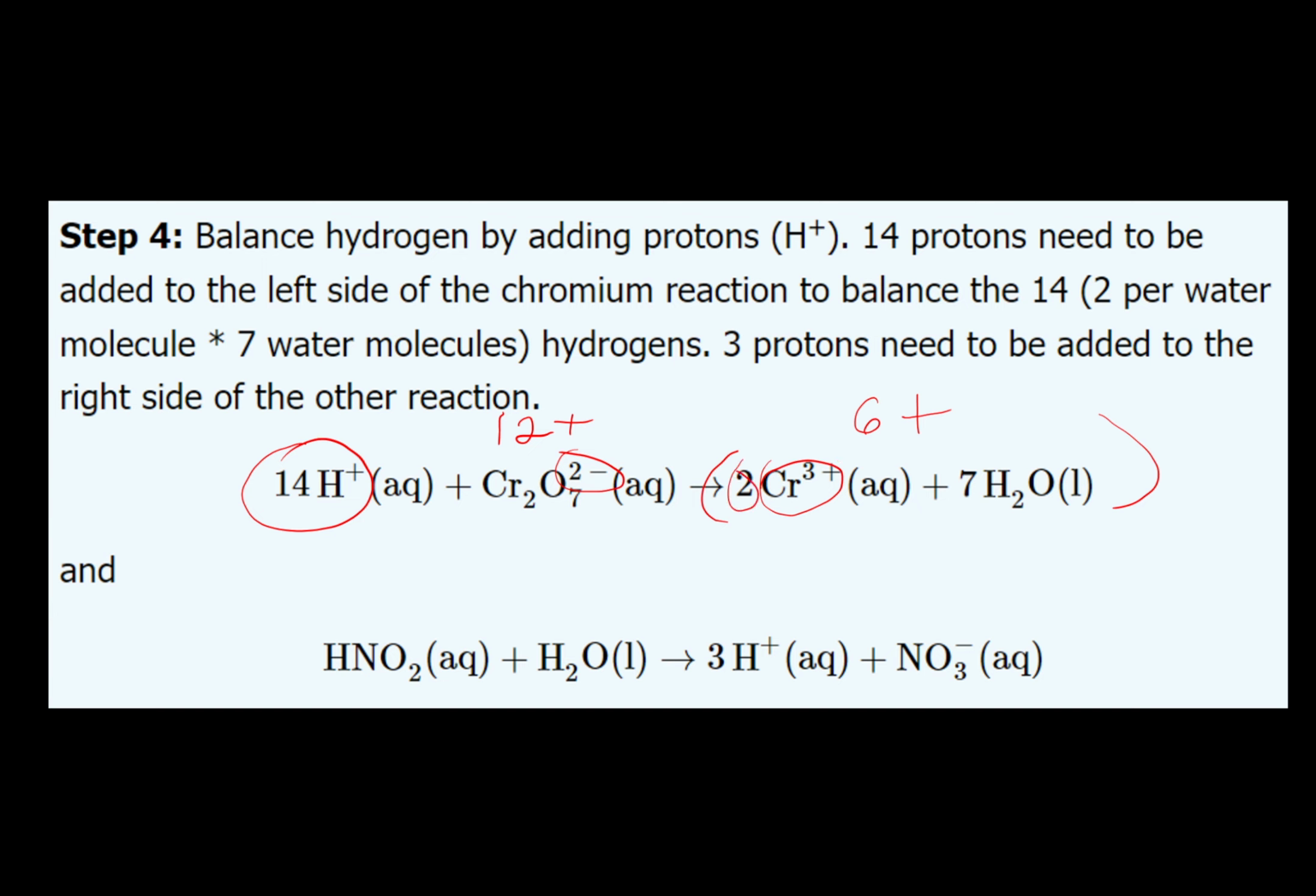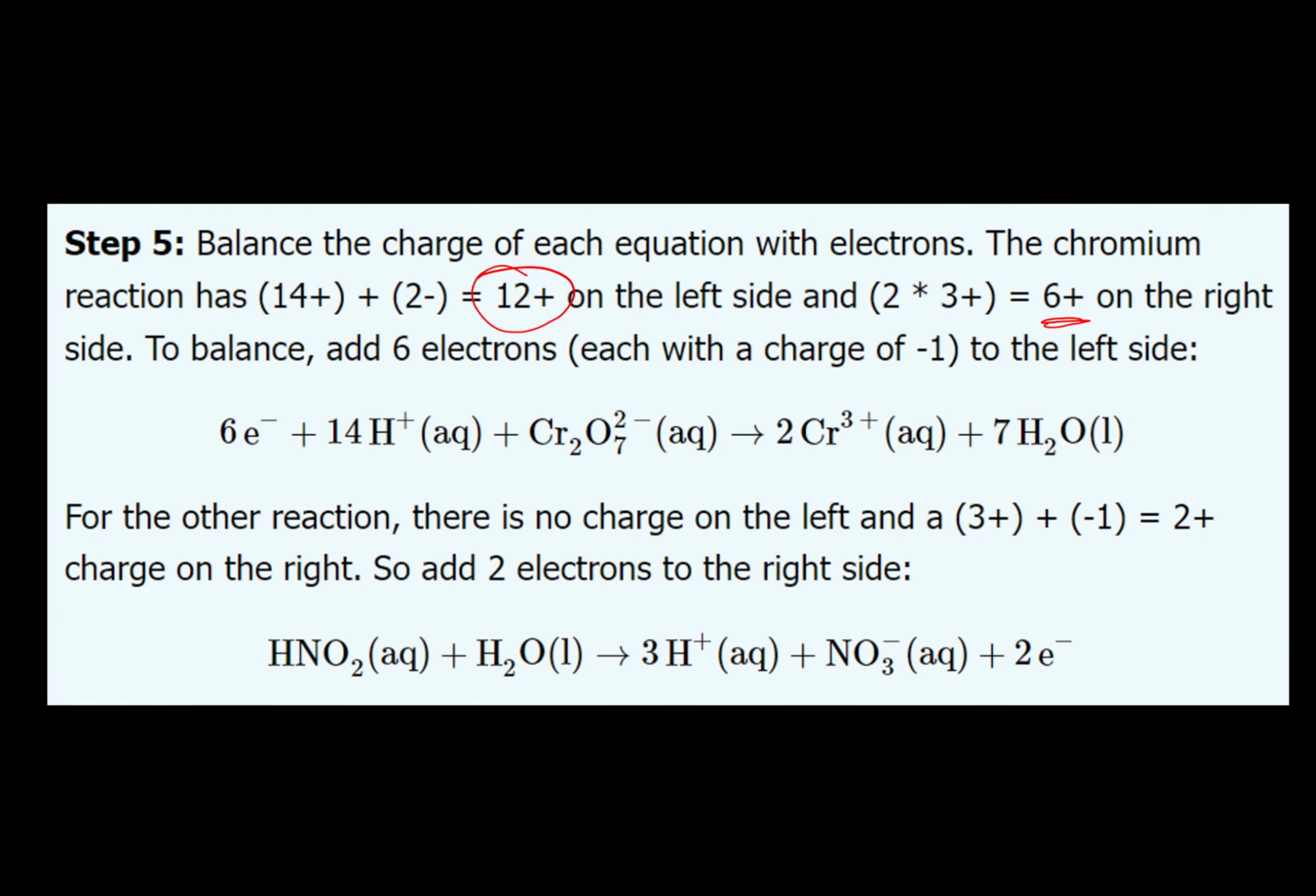So it's 6 plus. So in order to balance now, we add 6 negative electrons to this side. So we add 6 electrons here in order to balance it out. Everybody sees that? Yes, sir. All right. So here's the 6 electrons that we added there. And for the nitrous acid, we look at the charges and everything, and we decide that we have to add 2 electrons on the right hand side to balance it.